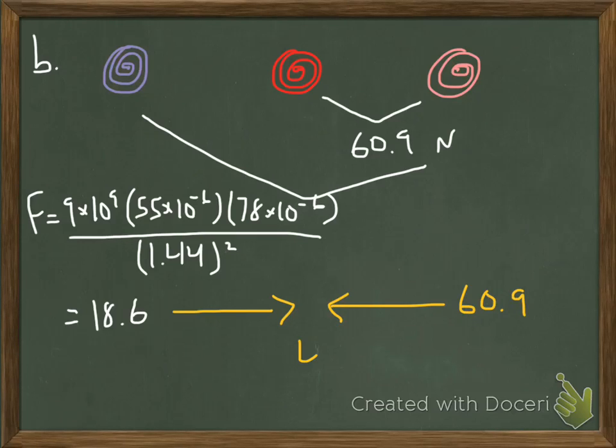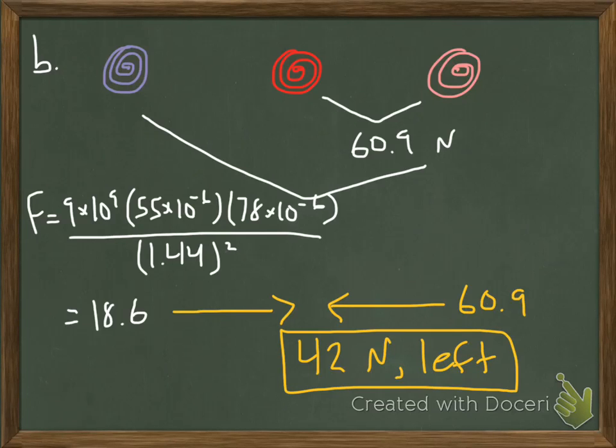So if I have 18.6 pushing it to the right, and I have 60.9 pulling it to the left, who's going to win? What's going to be the prevailing force? Well, the force to the left is bigger because 60.9 is bigger than 18.6. How much bigger? You got to take the difference between the two. 49 newtons to the left.